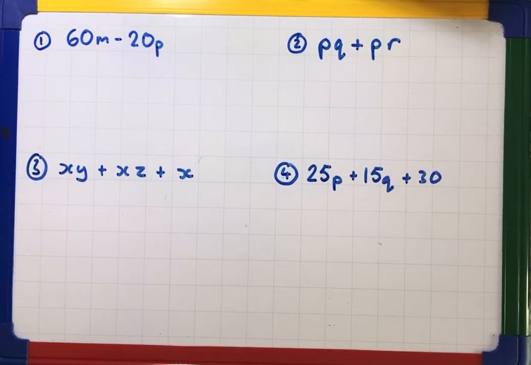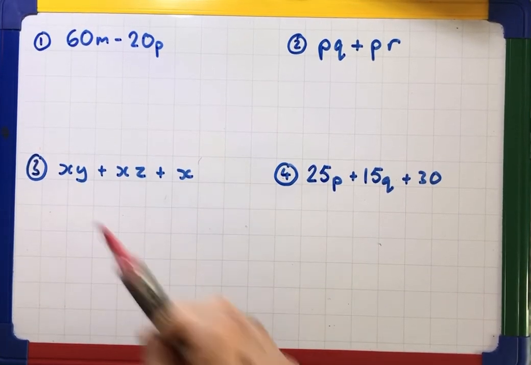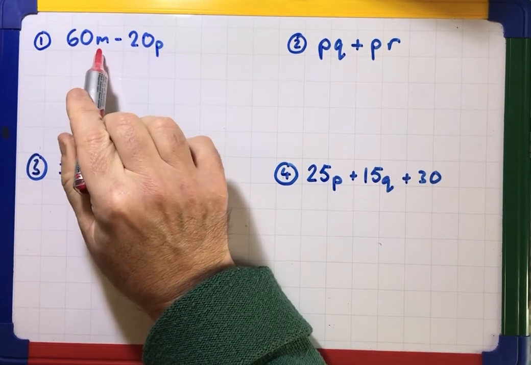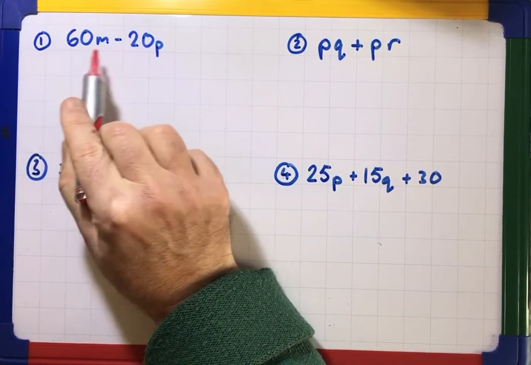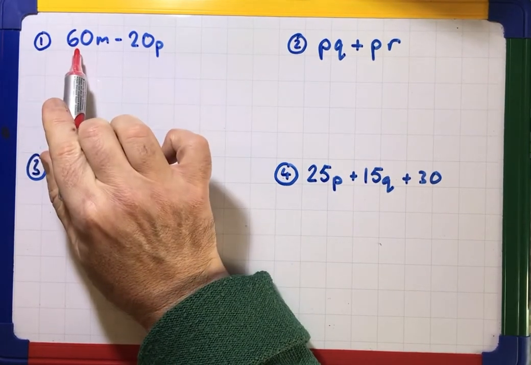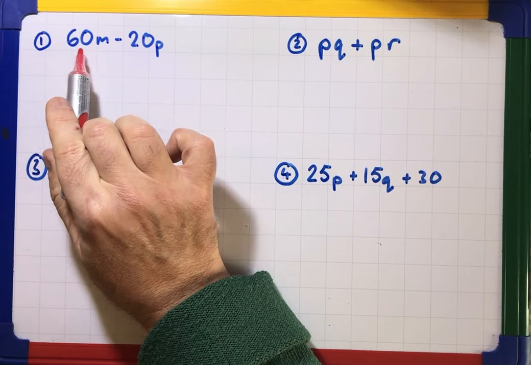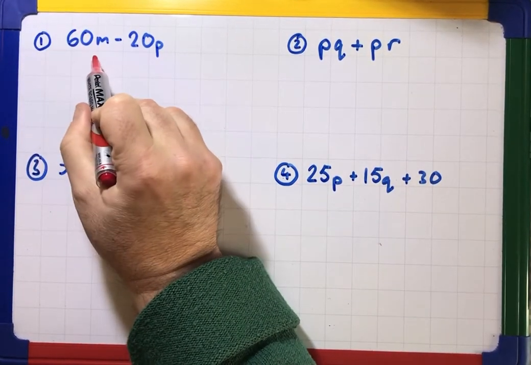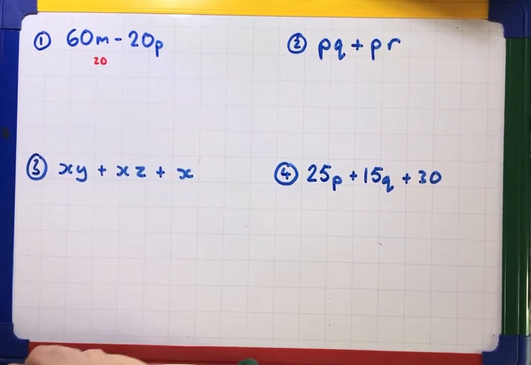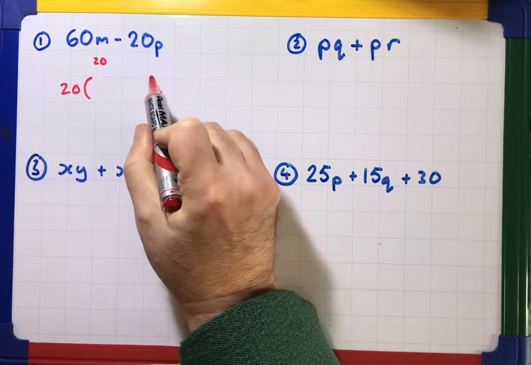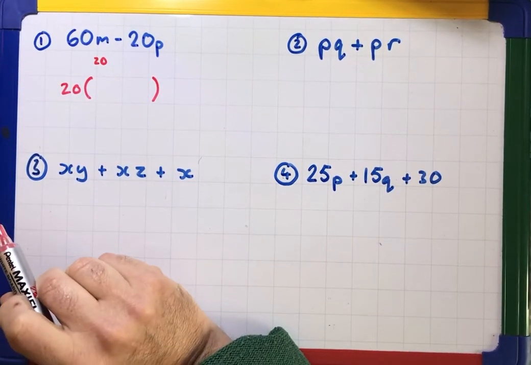Okay, last session on factorising. First one, similar to what we've been doing before, but look, it's M and P, they're different letters, so we'll ignore that bit to start off with. If we look at the numbers, you've got 60 and you've got 20. You know we can divide both of those numbers by 20, can't we? So 20 will go on the outside of the bracket.